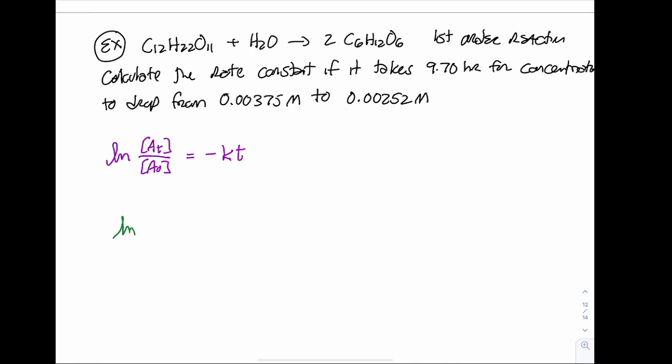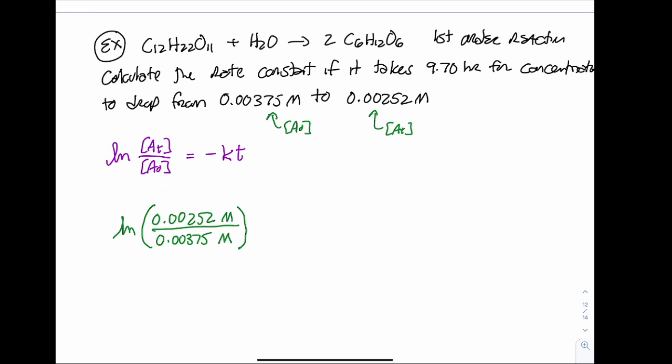So I'm going to take the natural log of 0.00252 molar, and I'm going to divide it by 0.00375 molar. The larger number needs to be my initial concentration when you plug them in. And then mathematically, make sure you do that division before you take the natural log. And then that's going to be equal to negative k, which is what we're solving for, multiplied by my time, which is 9.70 hours.